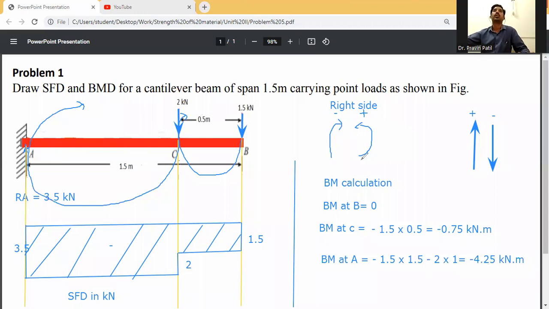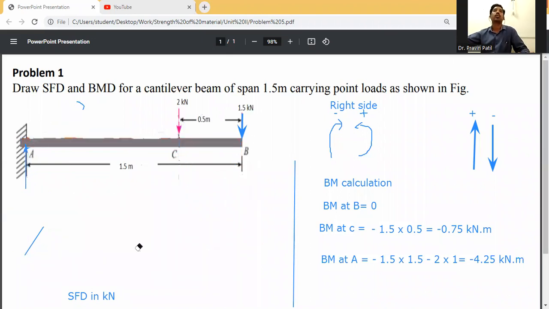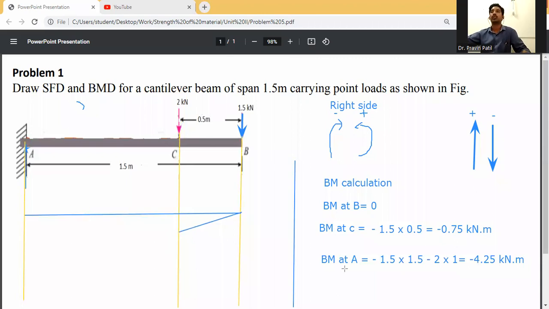So then draw the BM diagram with the help of the BM calculation. First of all, draw the reference line. This point is at A, then reference at C and reference at B. This is the neutral axis. BM at B will be 0, and BM at C will be minus 0.75. Then BM at A will be minus 4.25. So minus indicates we draw it below the neutral axis. So this one is 4.25 kilonewton meter, and this one is 0.75 kilonewton meter.